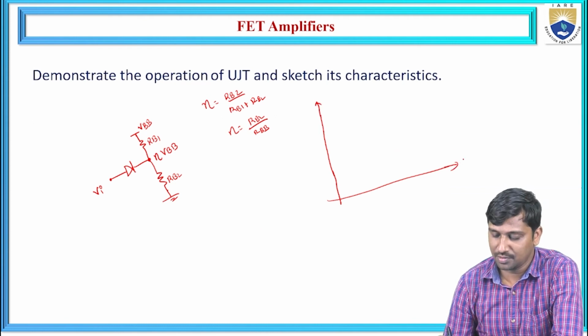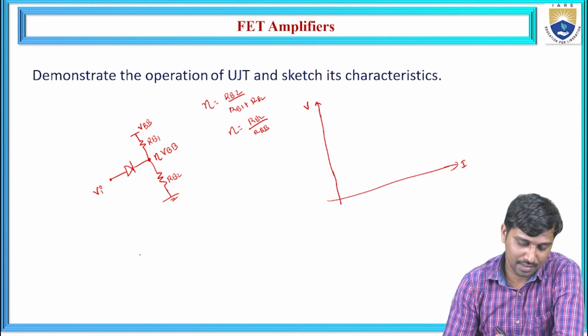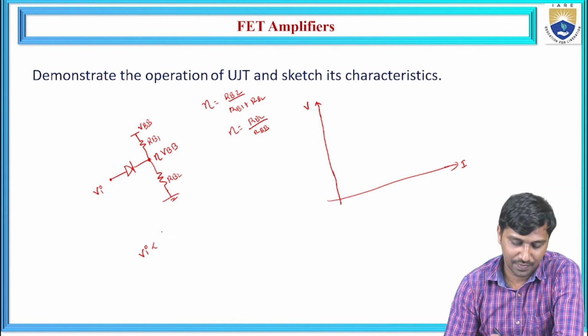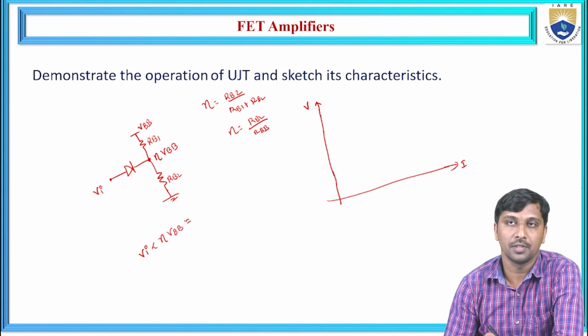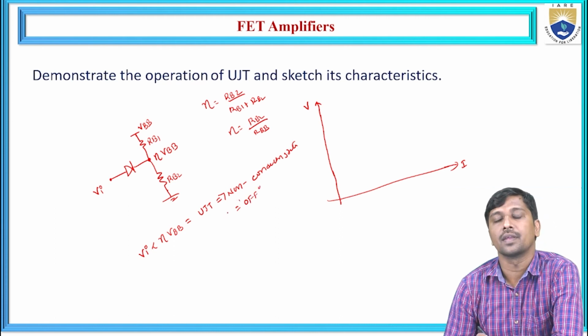Here for this UJT, the x-axis is represented as I, and the y-axis is represented as V. Now you can observe what happens. We know that if VE is less than eta times VBB, then the UJT acts as a non-conducting state. The UJT state is represented as the non-conducting state. Hence, the state is represented as the off state.